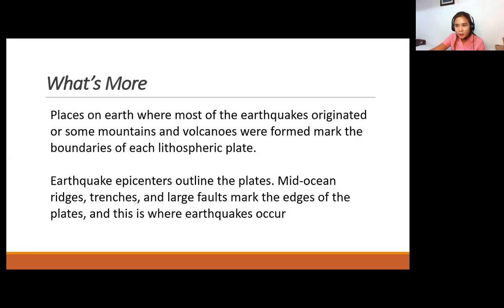So what's more about this? Places on Earth where most of the earthquakes originate or where some mountains and volcanoes were formed mark the boundaries of each lithospheric plate. Okay? Earthquake epicenters outline the plates. Mid-ocean ridges, trenches, and large faults mark the edges of the plates, and this is where earthquakes occur. Okay? So we have right here what we call a fault line. Yan, yung isa sa common na ginagamit natin, may mga fault line.